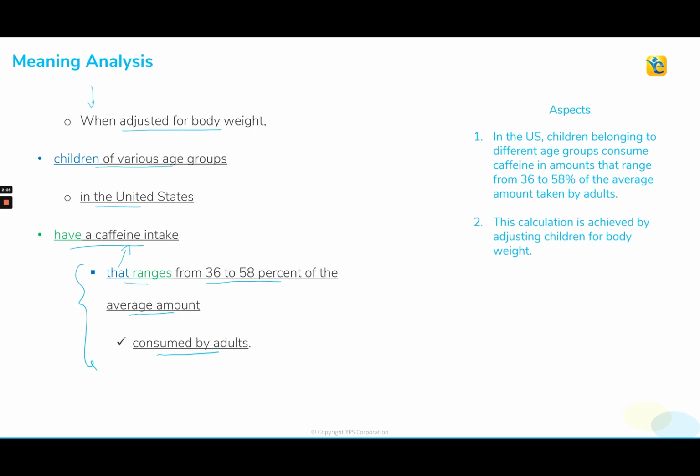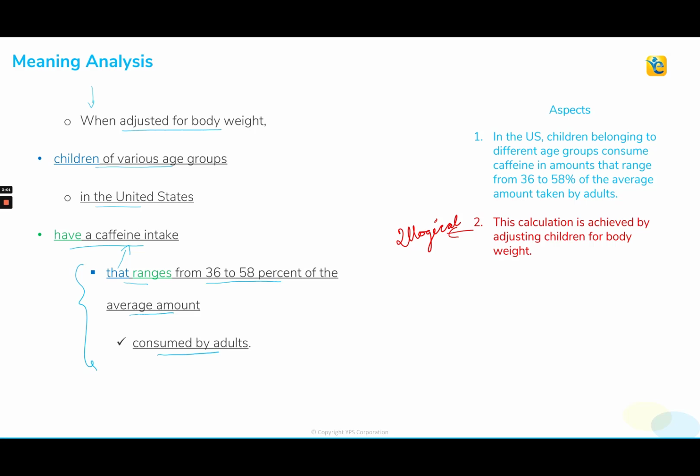Now, wait a minute. How can you arrive at this calculation about the caffeine intake by adjusting children for body weight? Most definitely, the second aspect here does not make any sense. The meaning is absolutely illogical here. So let's take a closer look at the sentence and try to understand what is adjusted for body weight to arrive at this calculation.